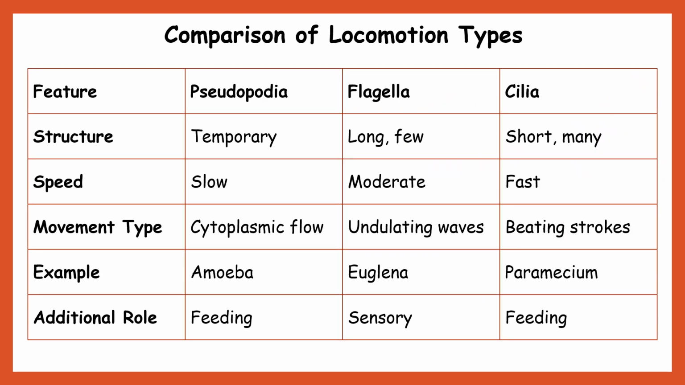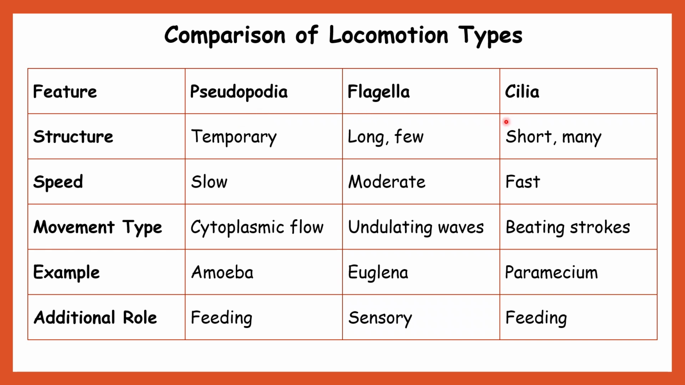Okay, so now let's compare all the different types of locomotion that we have studied in this topic. We have talked about how protozoans exhibit highly specialized locomotory organelles of three different types, that is pseudopodia, flagella, and cilia.